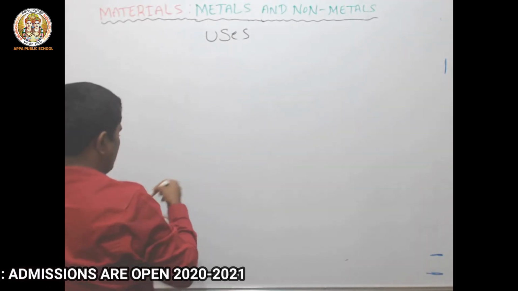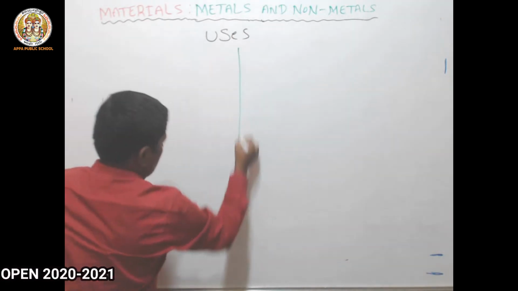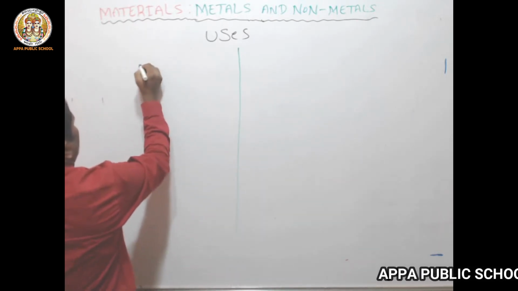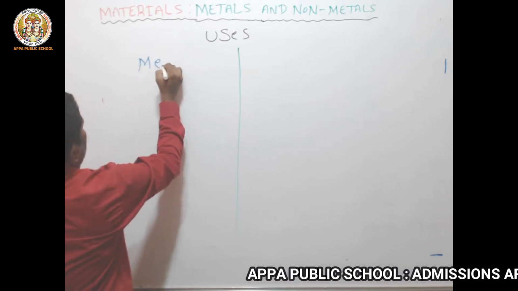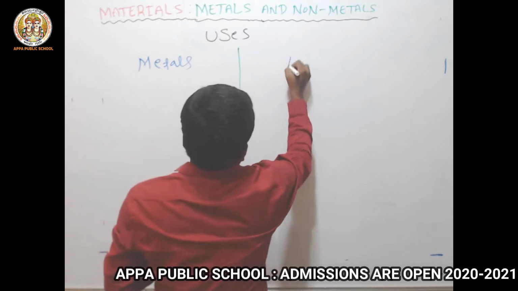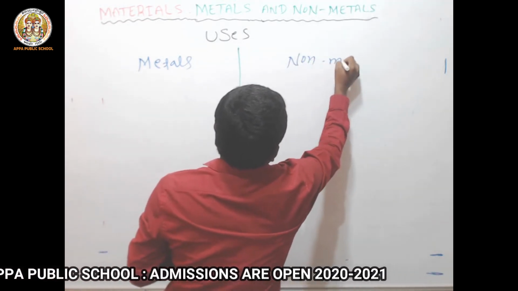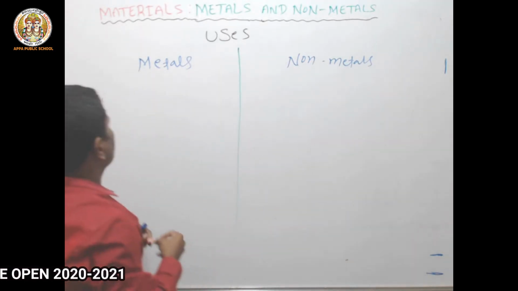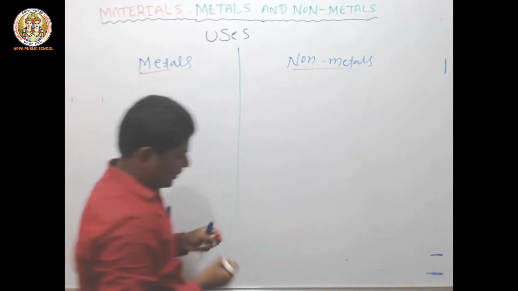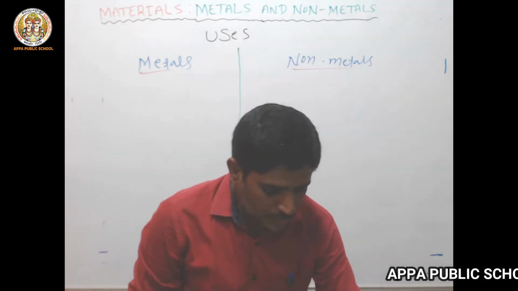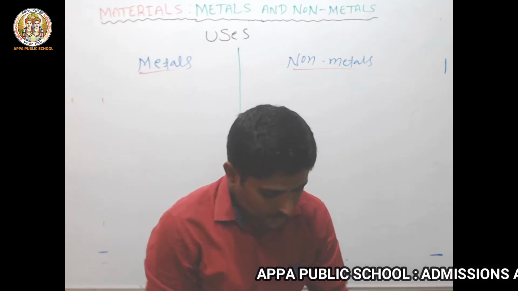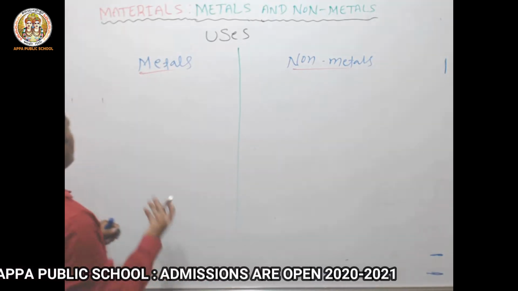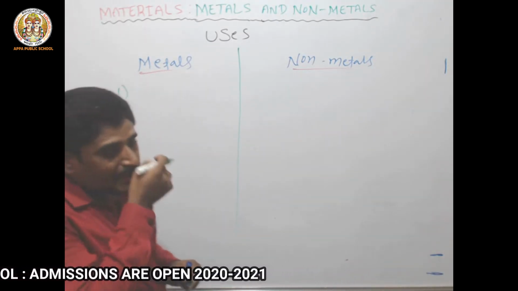Uses. This side metals, this side non-metals. Okay, metals and non-metals. So first we will discuss uses of metals. Okay. First point. What are the uses of metals?